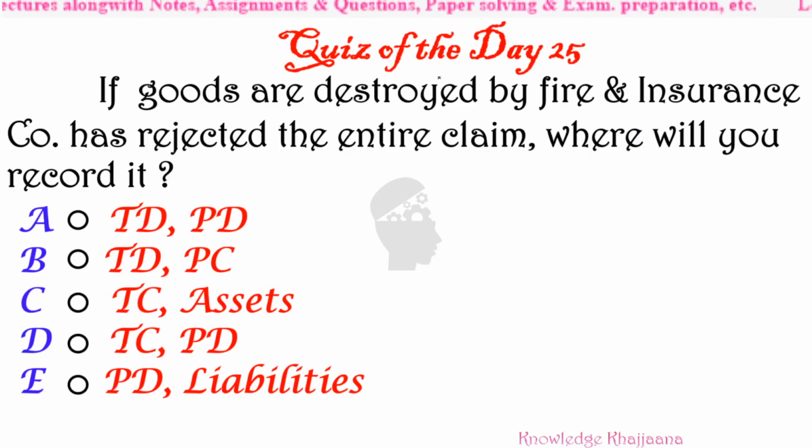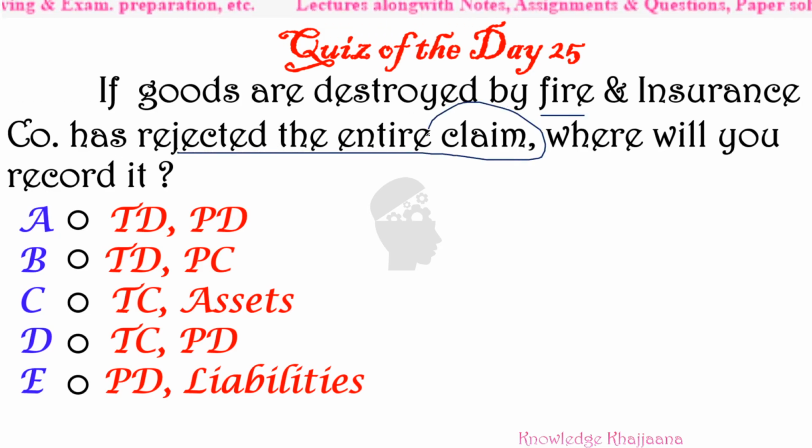Now let's go to today's quiz. This is the quiz of the day 25. Again, this is based on whatever you have learnt in this lecture. See, if goods are destroyed by fire and the insurance company has rejected the entire claim. See, the insurance company has rejected the entire claim. Okay, they haven't accepted any amount of the claim. Then what should be done if the goods have been destroyed by fire in the firm? Where will you record it? What will you record about the loss which you have suffered due to the fire? Where will you record it?